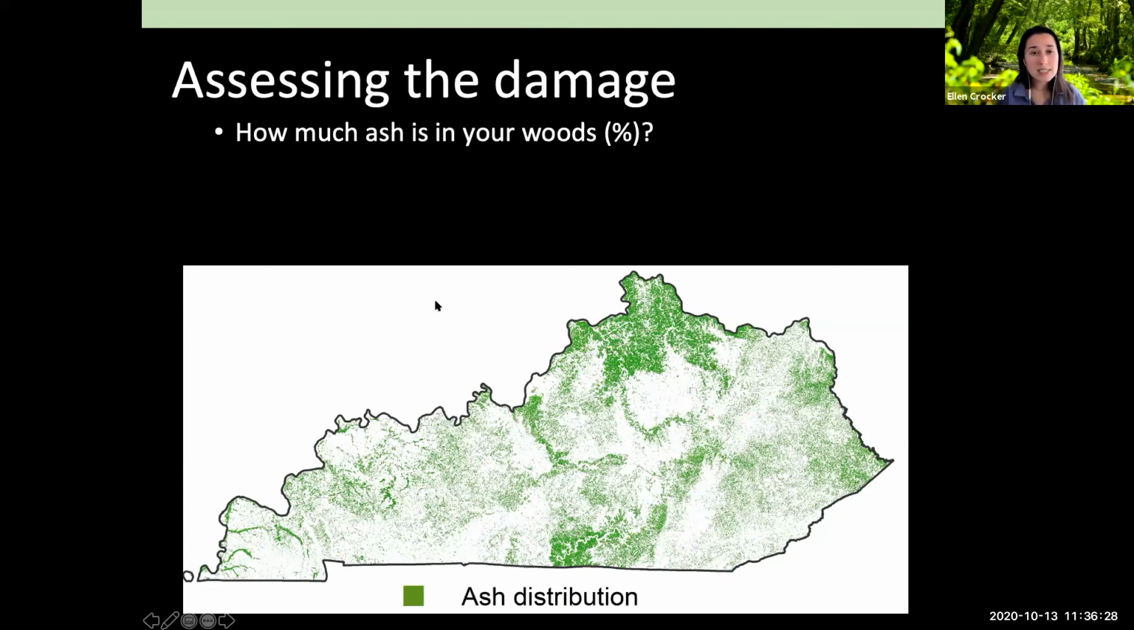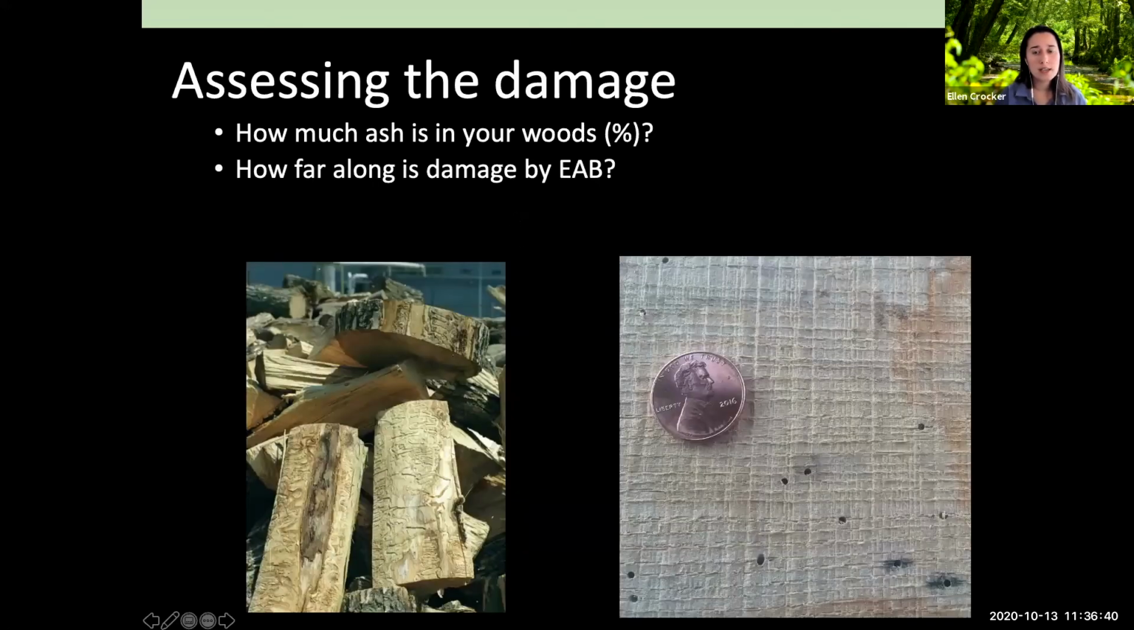And what you need to do about that is also going to be related, because if you didn't have much ash in your woods, that's great. Then you don't have to deal with this too much, because you might lose a tree or two, but it's not going to fundamentally change your woods. The other question I would have is, how far along is the damage by emerald ash borer?